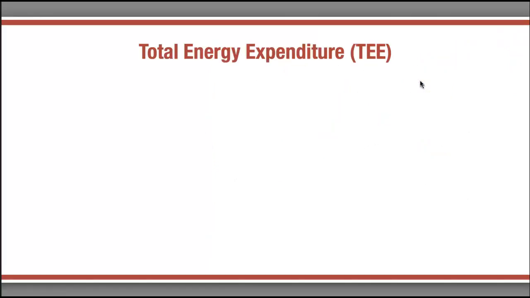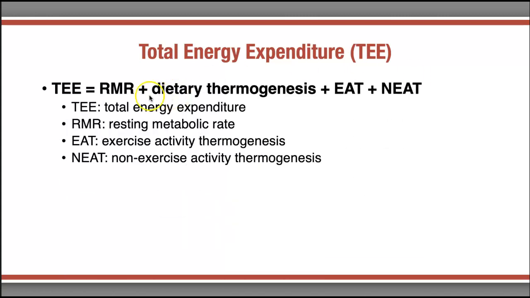All right, so some other things. You have your total energy expenditure. This is a little more math here. Your total energy expenditure is made up of your resting metabolic rate, which we can get on the machine upstairs, your exercise activity thermogenesis, and then your non-exercise thermogenesis. So that's how much energy you're using when you're exercising and not exercising.